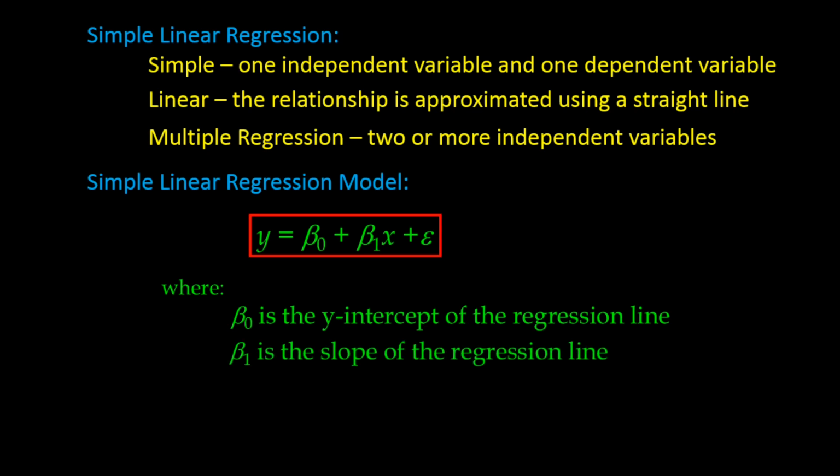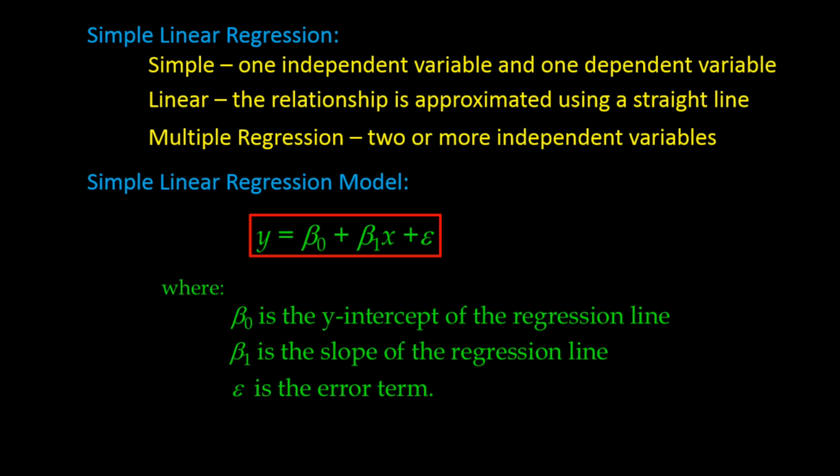Next, we have beta 1. This would represent the slope of the regression line. The slope tells us two things, whether the line is increasing or decreasing, and how steep it is. The last component of the model is epsilon, and that stands for the error that exists in our prediction model. As good as our model is, there is always a random error term that cannot be accounted for.